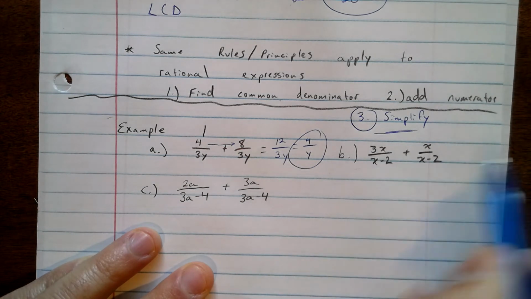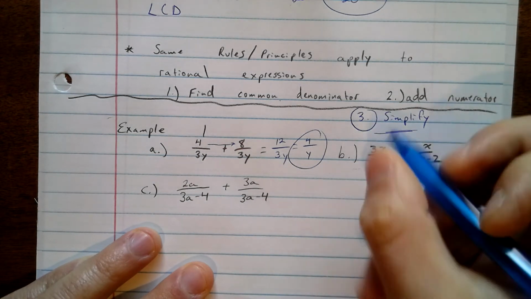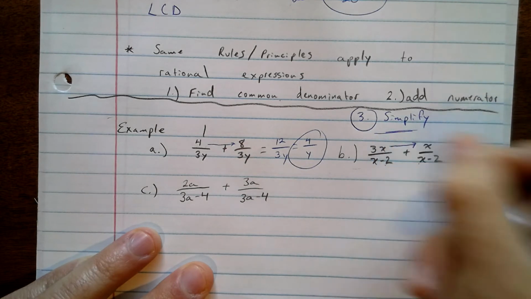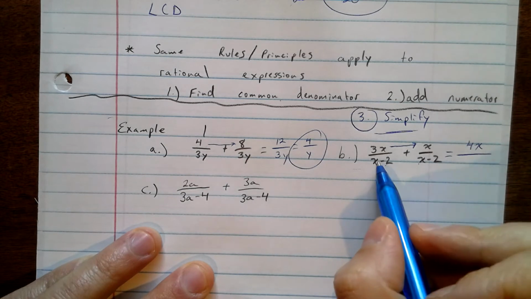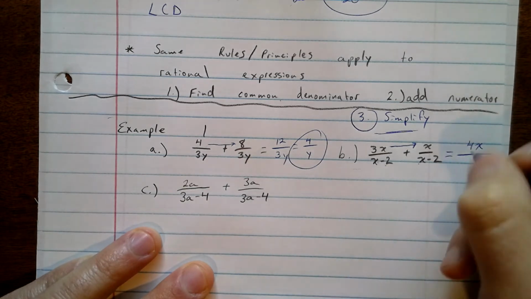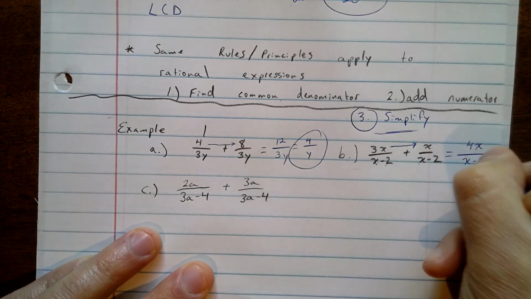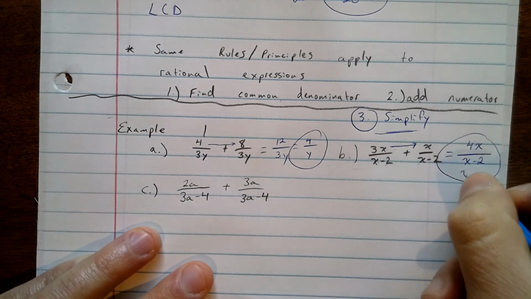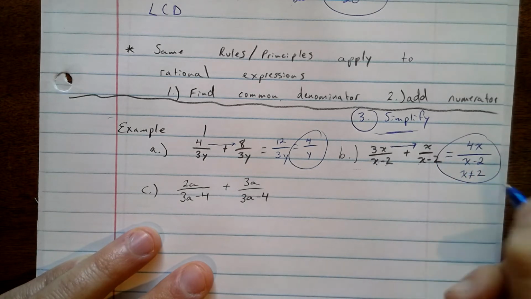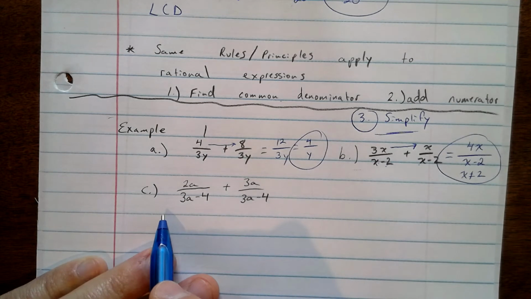Second example, example B. Again, denominators are the same. We simply add numerators together. 3x plus x is going to get us 4x. And the bottom term just stays the same, x minus 2. Now, we did talk in section 1 about excluded values, or values that would make the expression undefined, or the domain of the expression. In this case, x cannot be equal to 2 because that would create a 0 in the basement.